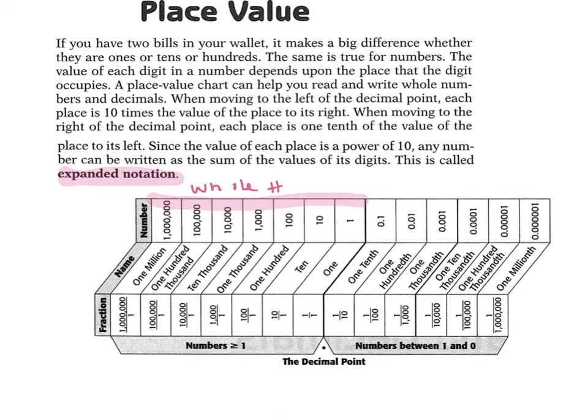And then all of them on the right side, we have 1/10th, 100th, 1,000th, 1/10,000th, 100,000th, and 1,000,000th. All of these on the right side are decimals, which they all end with that TH. So all the decimals end with the TH when we read it out loud.